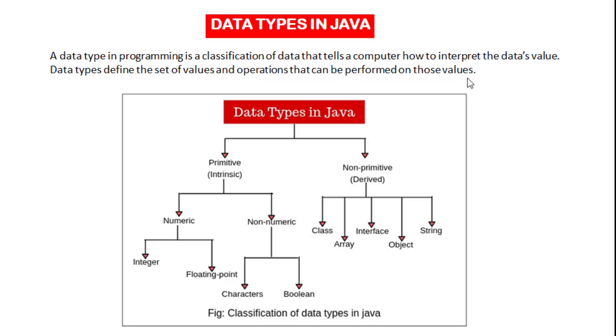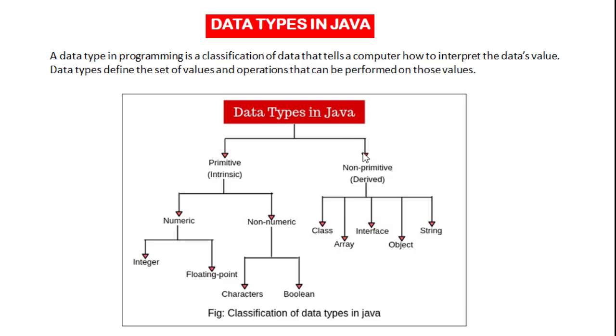And in Java we have some kinds of data types. First of all, we divide them into primitive data types and non-primitive. Under primitive data types, again we have numeric and non-numeric, and under numeric we have integer and floating point, and floating point we also call the real number data type. In non-numeric data types we have character and boolean.